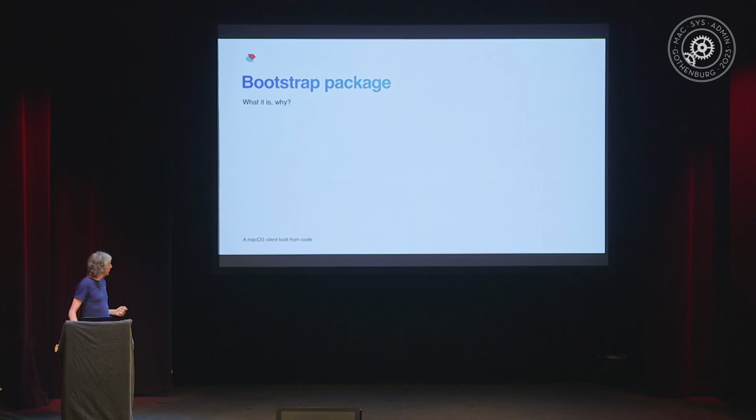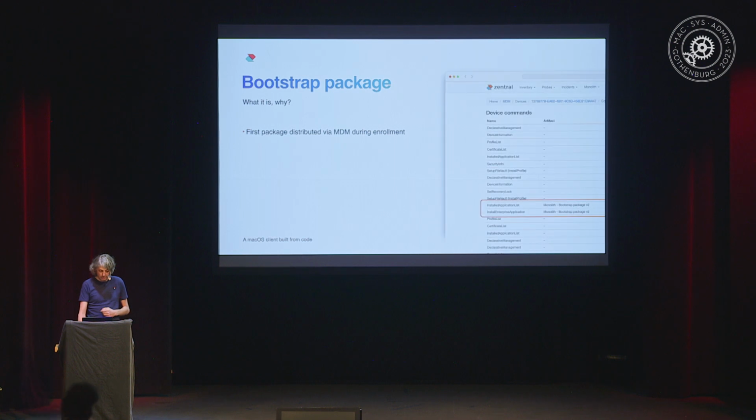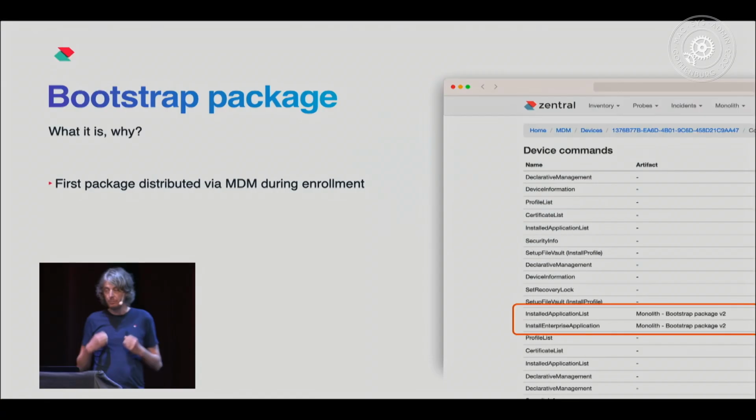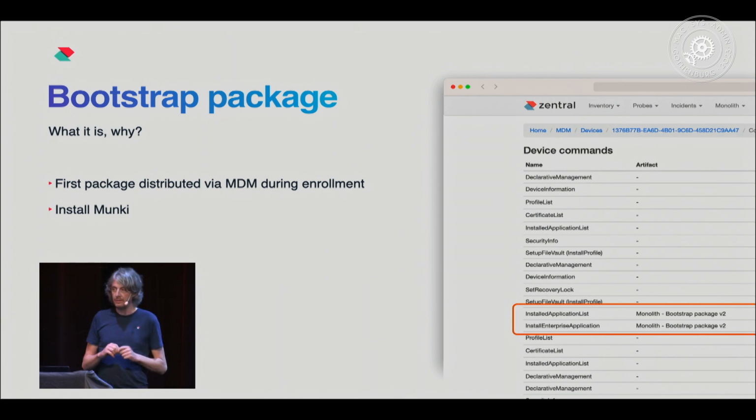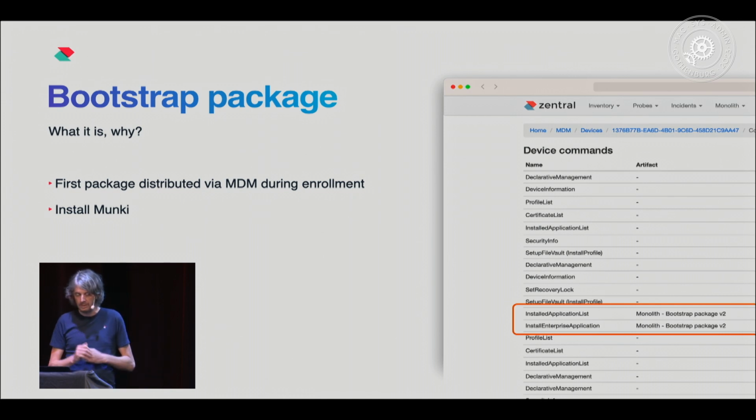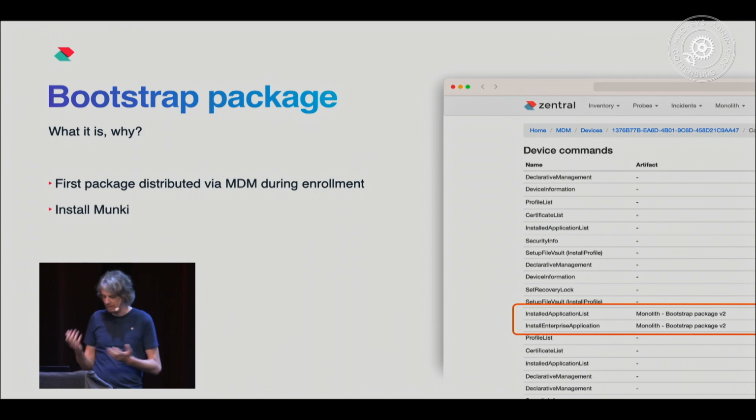So as Johannes told you, we are using Munki to install the applications on the machines. So we have to push Munki as the first package during setup assistant using the InstallEnterpriseApplication command. But it's not only necessary to push Munki, we need to trigger the first run. And we didn't want to use our own custom script or hack.